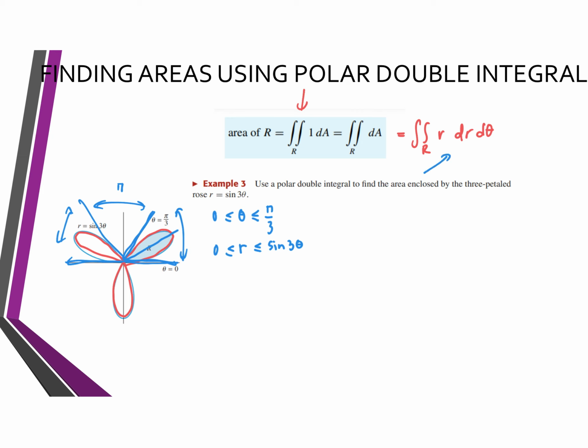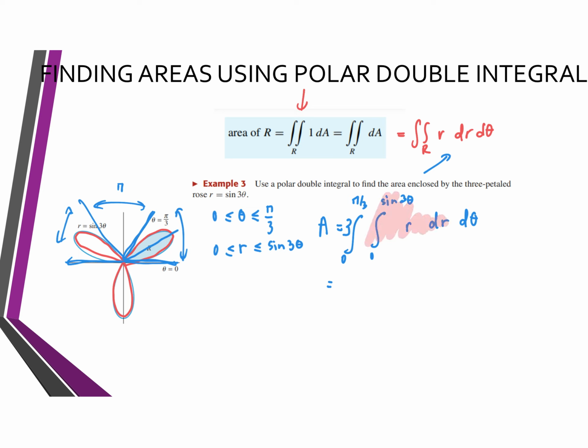Substitute into this equation, we will have area is equal to the integral of theta from 0 to pi over 3, and this one is our r, 0 to sine 3 theta, r dr d theta. And don't forget, we have 3 petals, so we have to multiply by 3 over there. And then we integrate with respect to r first.